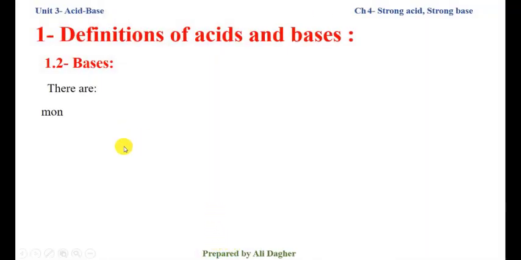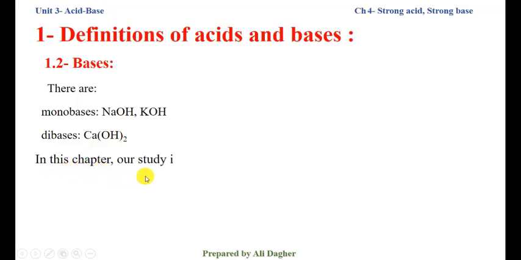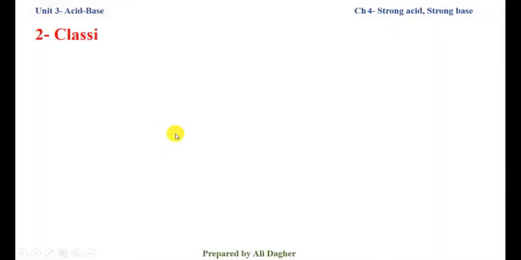There are also monobases like NaOH and KOH, sodium hydroxide and potassium hydroxide. We have dibases like calcium hydroxide, Ca(OH)2, and tribases like aluminum hydroxide or iron(III) hydroxide. In this chapter, our study is restricted to monobases like NaOH and KOH.